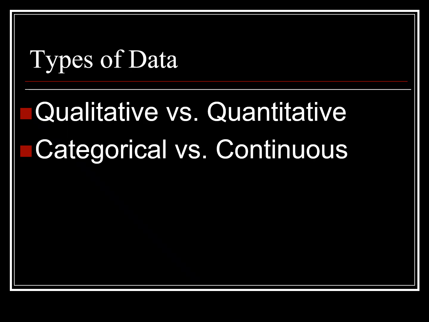So one of the first ways that we can think about any type of variable is how we're going to categorize it based on the type of data it is. Qualitative versus quantitative, categorical versus continuous. So the first question is qualitative versus quantitative. Quantitative means numerical. It means that whatever the data is, we're assigning numbers. Now those numbers may not have any numerical value.